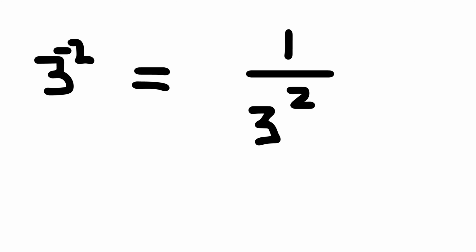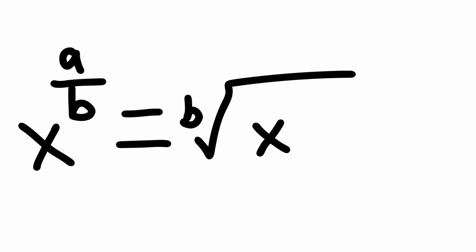Any exponent that is negative is basically 1 divided by it being positive. Rational exponents are exponents that are rational. And they're kind of weird. X to the power of a divided by b is equal to the b root of x. Or this.